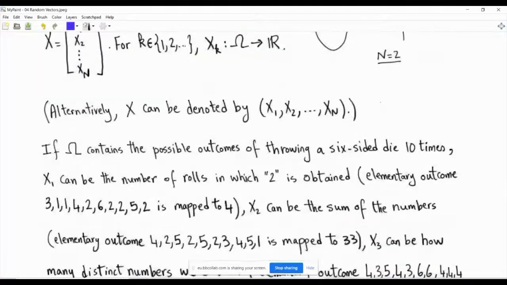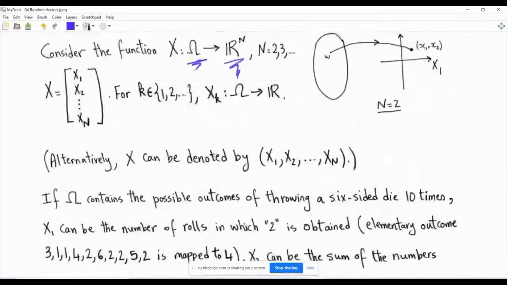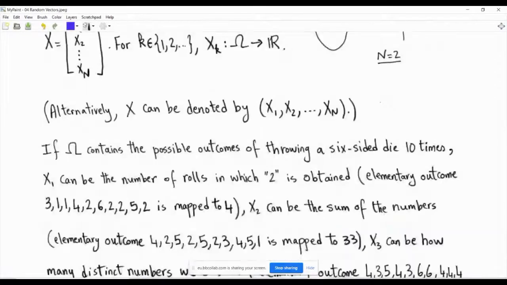So to be more practical, again, in practice, what we do is that we care about typically not just one numerical outcome of an experiment. Typically, we care about a collection of numerical outcomes. So here the example in the notes: if you throw a dice 10 times, so what do you get?